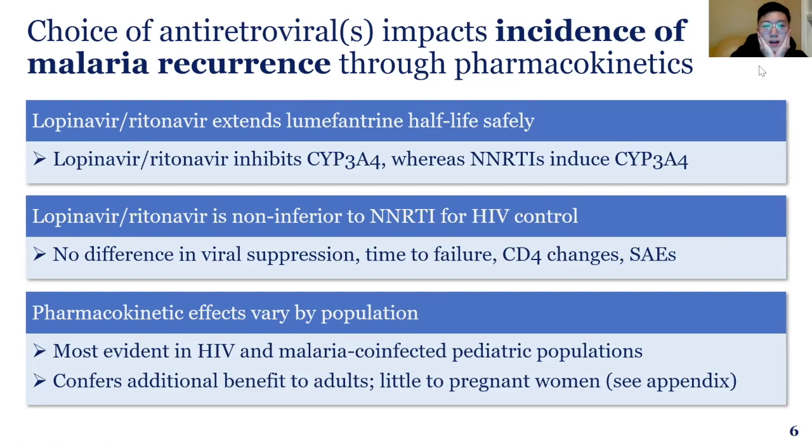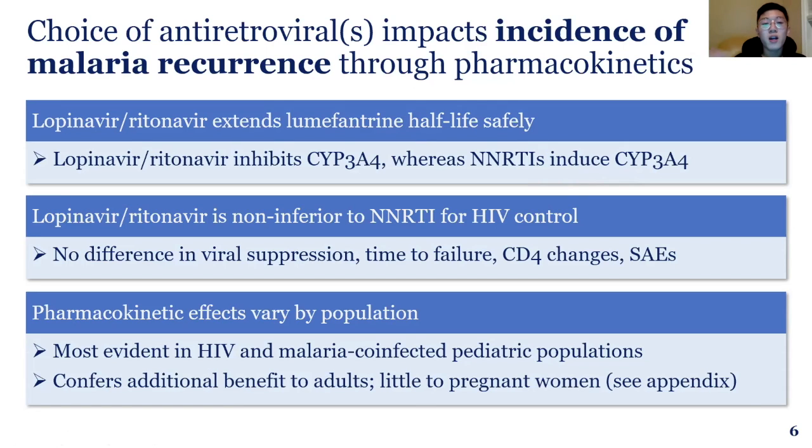We'll establish that lopinavir-ritonavir extends lumefantrine half-life safely. It does so by inhibiting CYP3A4, which is a liver enzyme. That's the primary route of elimination of lumefantrine. And by inhibiting that route of elimination, lumefantrine is persisting in the plasma longer and actually conferring protection against malaria longer. Whereas some other antiretroviral therapies like NNRTIs actually induce this enzyme and cause lumefantrine to be metabolized more quickly, reducing its half-life and reducing the amount of time it remains above an efficacious concentration in the blood, and thus diminishing protection against malaria.